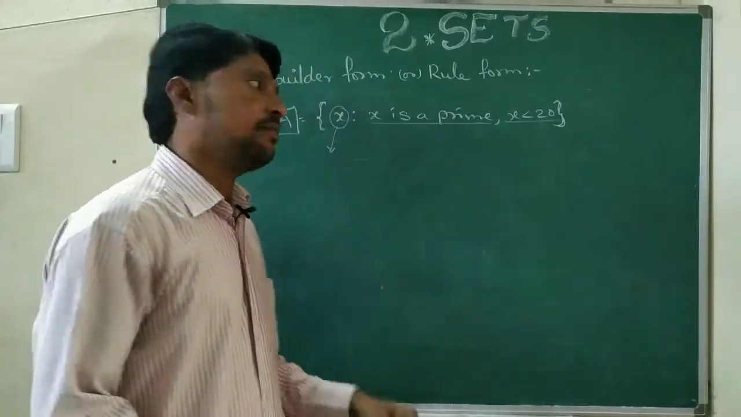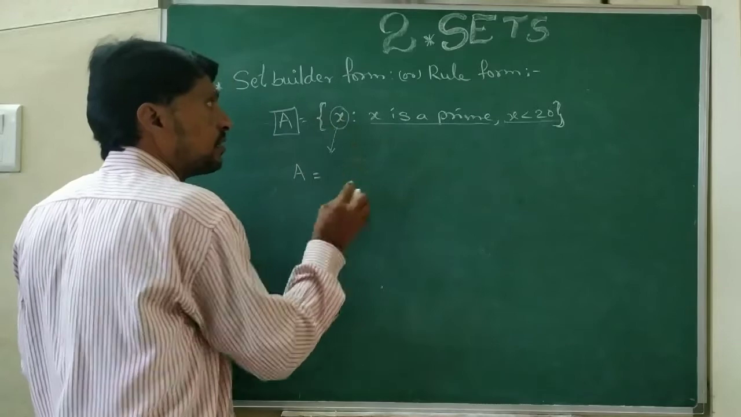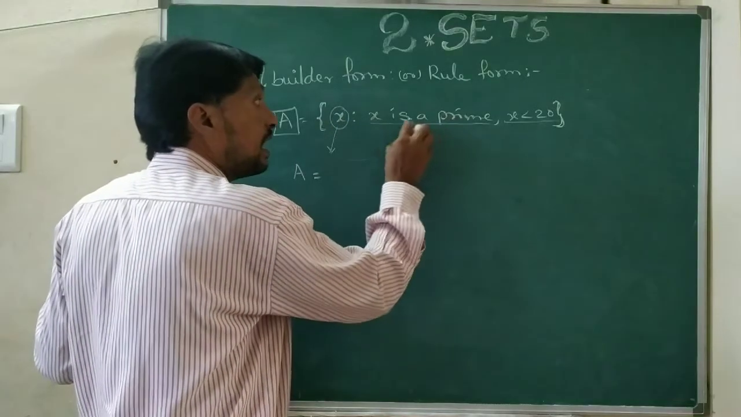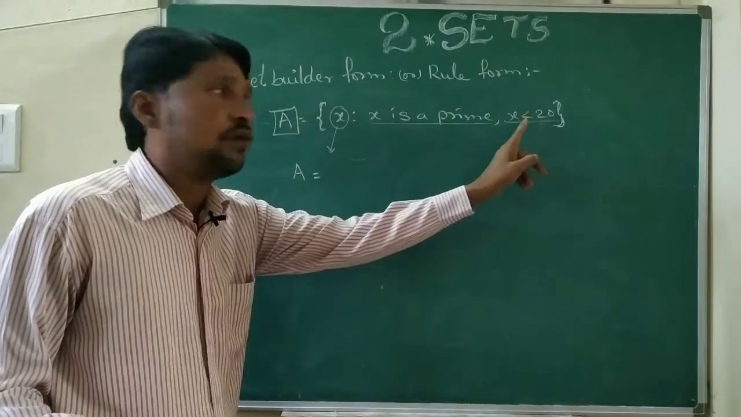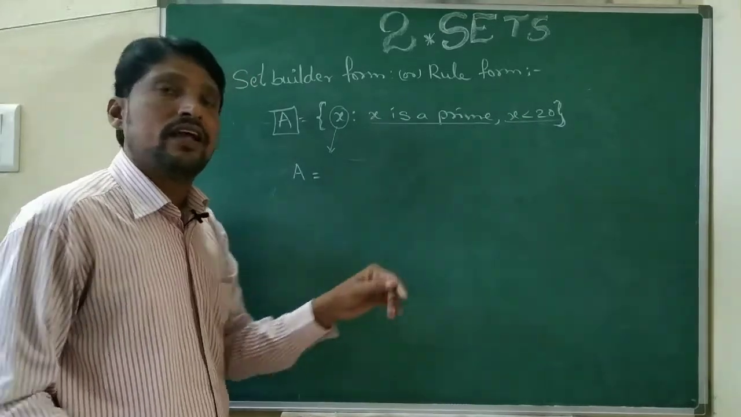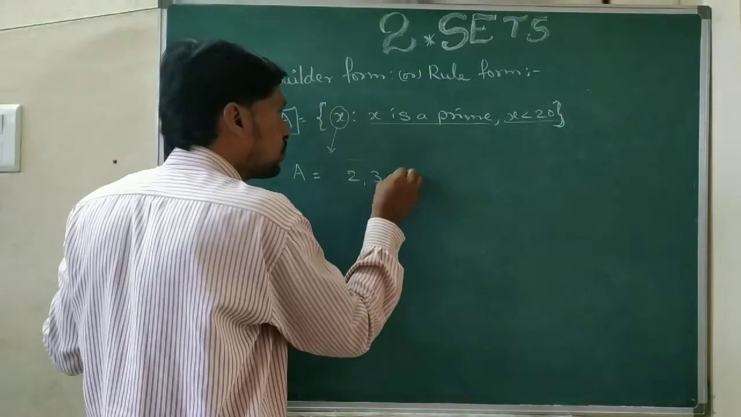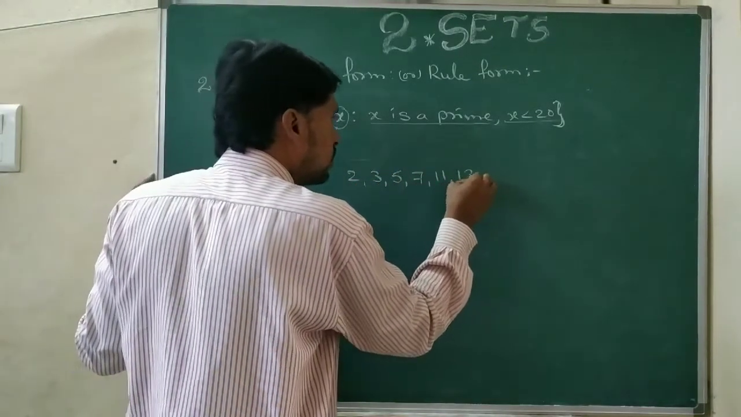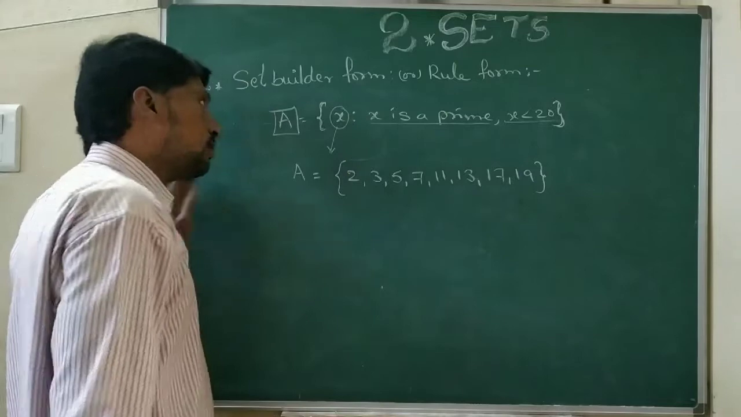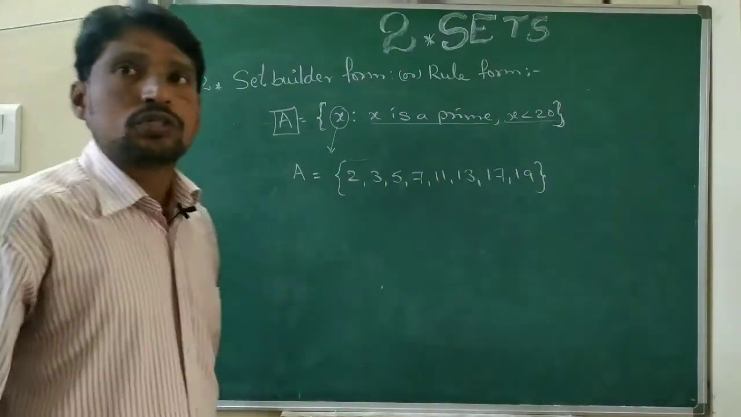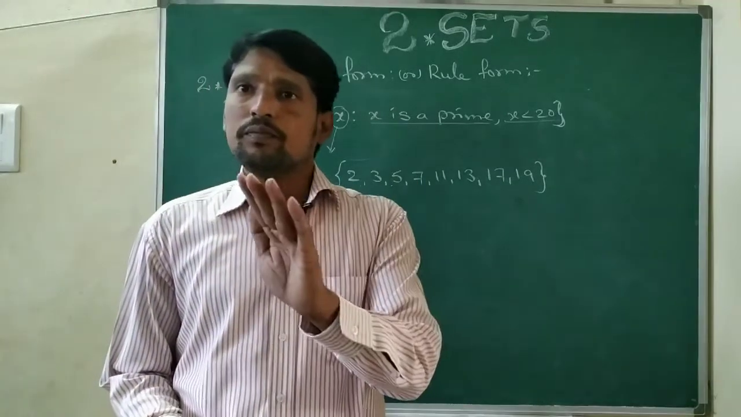Now we need to write the roster form. A equals, here we need to write the elements. What type of elements? X is a prime number. Up to how many do we need to write? We need to follow the condition. What is the condition? X less than 20, so we should write the prime numbers below 20: 2, 3, 5, 7, 11, 13, 17 and 19. This is the roster form. This is the way to convert set builder form to roster form.